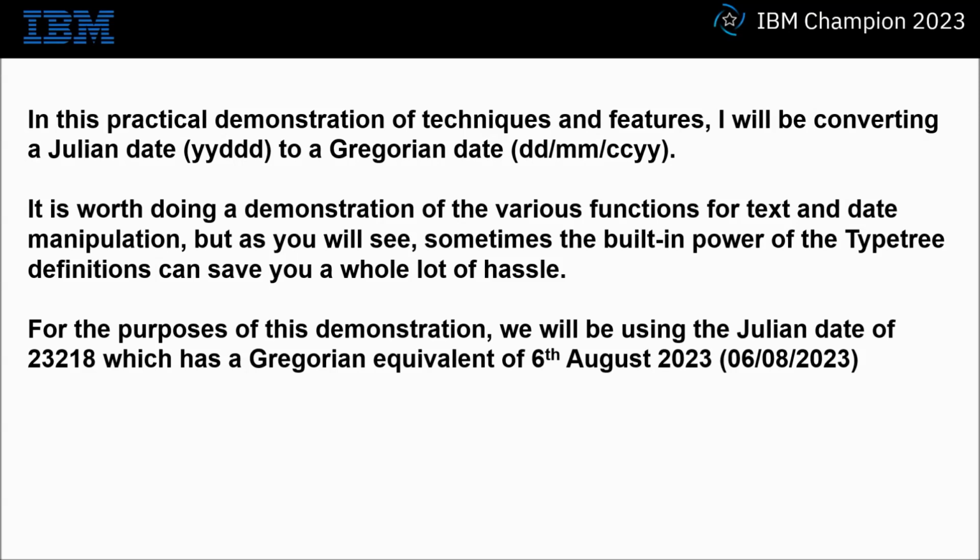For the purposes of this demonstration, we will be using the Julian date of 23218, which has a Gregorian equivalent of the 6th of August 2023, or 06/08/2023.